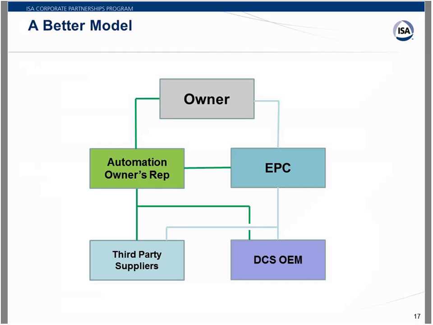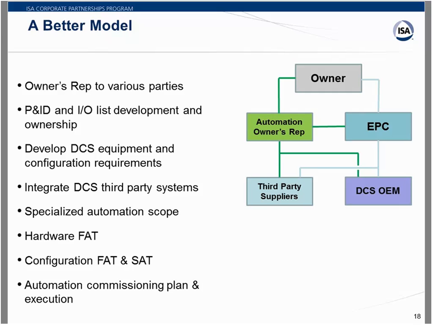So let's talk a little bit about some of the things that they might do. So first and foremost, as you can tell by the name of the entity, they would serve as the owner's representative to the various parties and stakeholders involved in this large project with respect to automation, right? It often works well if they are responsible for how automation and instrumentation is shown on the PNIDs. And also if they take over ownership responsibility for the IO list to get that developed, to make sure it's accurate, and that it is complete, right?